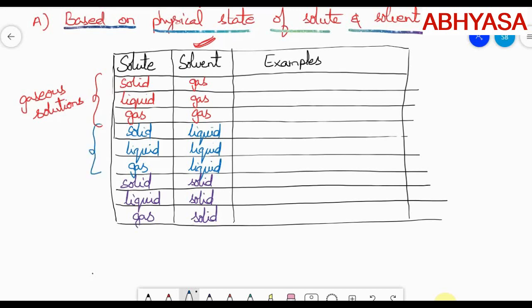Then what will be the case of this one, where liquid is the solvent? Wherever liquid is the solvent, those kind of solutions we call liquid solutions. And there is a separate chapter in class 12th, that is the second chapter. The chapter name is solutions or liquid solutions. We come across all these three types of solutions in that particular chapter. And the third one, where the solid is a solvent, we call those solutions solid solutions.